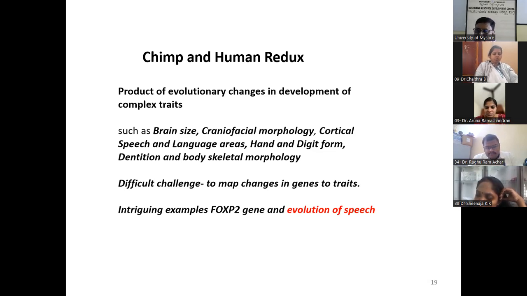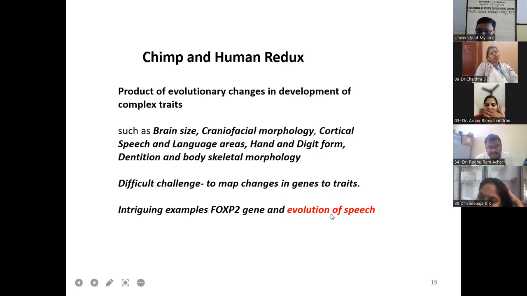But what is the basis of language? What is the genetic basis of language? What exactly happened in the brain in the course of primate evolution, which created Homo sapiens? And this language and our ability to use our tools helped us become a highly successful species. And this is the basis on which we are able to explain only through the evidence we have from genome sequence. Therefore, it's difficult to map changes in genes to traits.